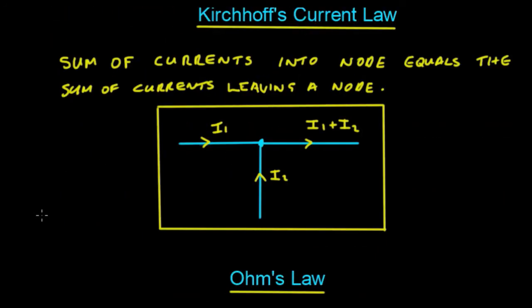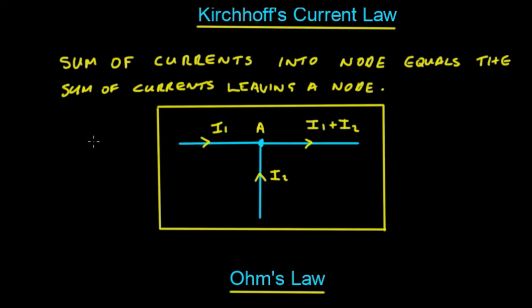So Kirchhoff's current law really just says that if you sum up all of the currents into a node, they will equal all of the currents out of a node. So in this instance here, the node is here, so we can call that node A. So I1 plus I2 is equal to the current flowing out of the node, which is I1 plus I2 there.